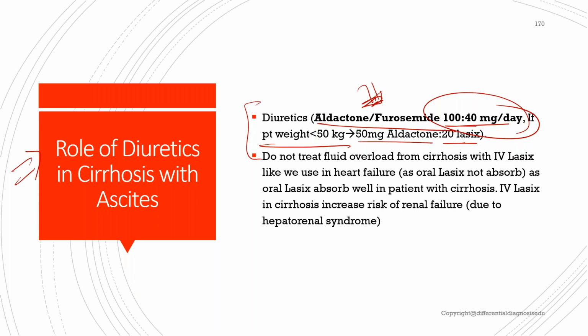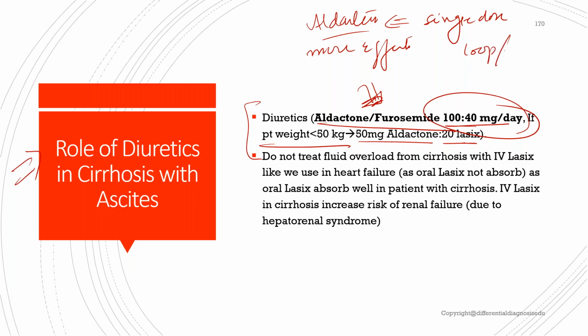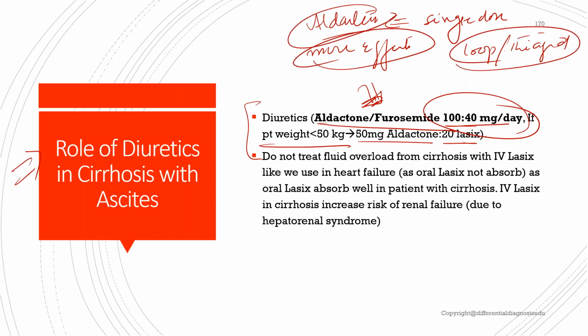Now, if we compare Aldactone versus furosemide, Aldactone has a longer half-life, and you can use it as a single dose too. Aldactone is more effective compared to loop or thiazide diuretics. What is the reason? Both loop and thiazide diuretics require a tubular transport mechanism to be effective.